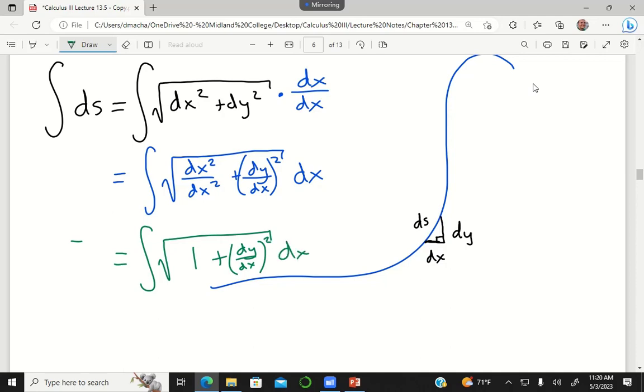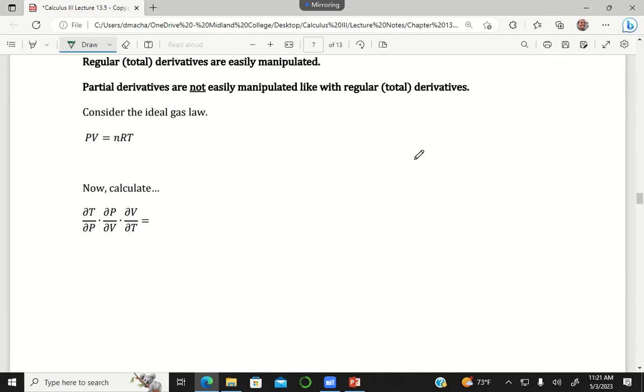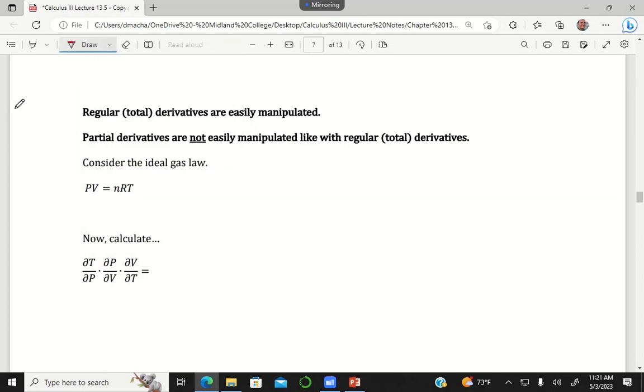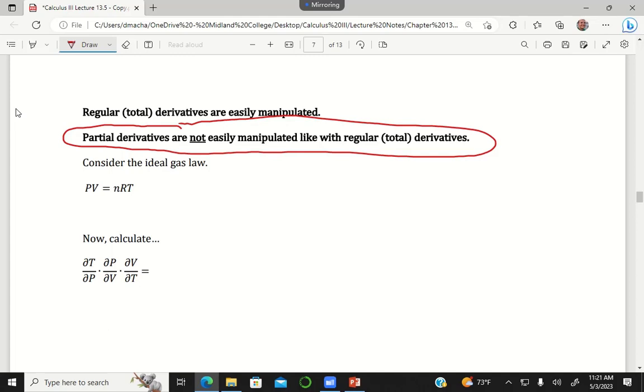Again, the point of this is to point out how you can manipulate ordinary differentials really easily. You could just multiply by dx over dx, and then you could move the reciprocal inside the radical, and then you could cancel these out because the numerator and denominator were the same. And so you can treat it like a variable, and that's really, really nice. Okay, the point of all this is to say that the partial derivatives are not easily manipulated the way that we can manipulate ordinary derivatives.